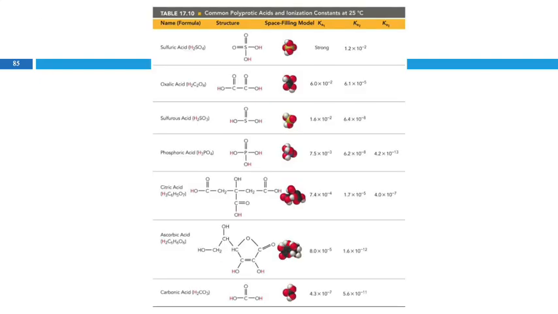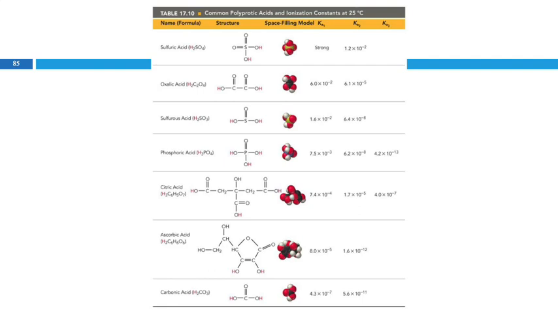Here are common polyprotic acids and ionization constants. So here we've got oxalic acid, sulfurous acid, phosphoric acid, citric acid, ascorbic acid, carbonic acid, and then way up here at the top is sulfuric acid, and sulfuric acid is special because it is a strong acid in the ionization of its first proton. So this only has one Ka, Ka2, because the first hydrogen ion comes off completely.